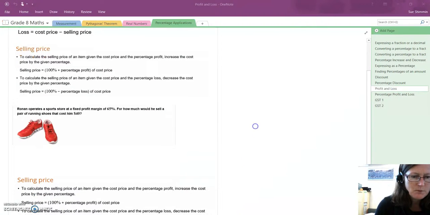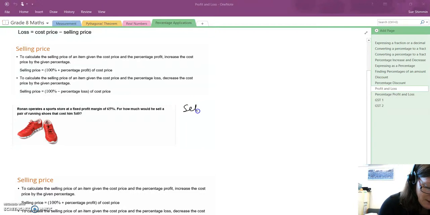Ronan operates a sports store. He has a fixed profit margin of 65%. So in other words, he makes 65% profit on all items in his sports store. The cost to him to buy the shoes was $40. How much would he sell them for if he was making a 65% profit from those shoes? So he's obviously going to sell them for more than $40 to make a profit. But how much would he have to sell them for?